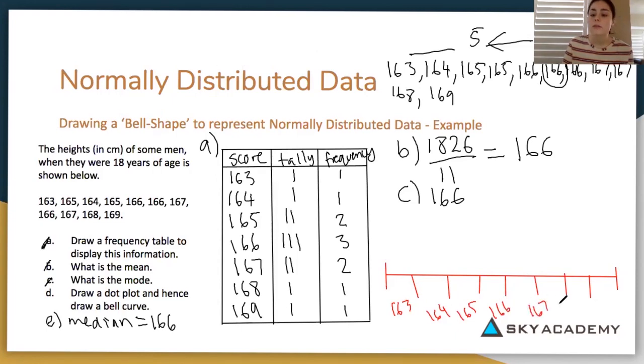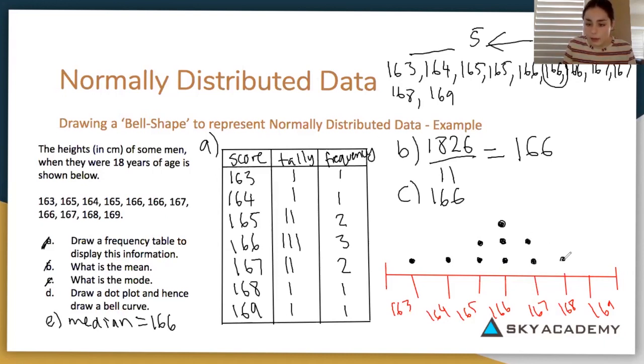Okay, now I'm going to go and put my points in. So I have 1 for 163. I have 1 for 164. I have 2 for 165. I have 3 for 166. So this is just what a dot plot looks like. You draw your horizontal line with all the values and then you put dots for each score that you have above. And just make sure they're evenly spaced. 167, I have 2. 168, I have 1. And 169, I have 1.